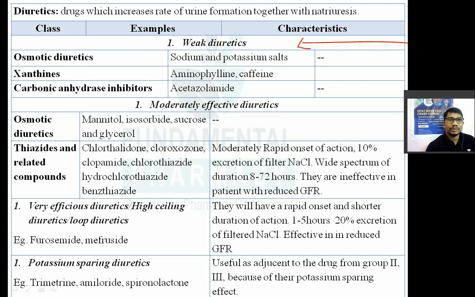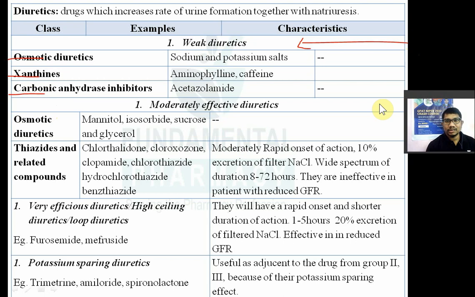Okay. What are the examples? In that you have osmotic ones, so sodium and potassium salts, they are weak diuretics. Xanthines, for example aminophylline, caffeine, are again weak diuretics. Carbonic anhydrase inhibitors like acetazolamide, dorzolamide are also weak.